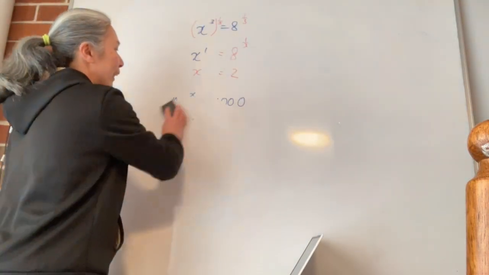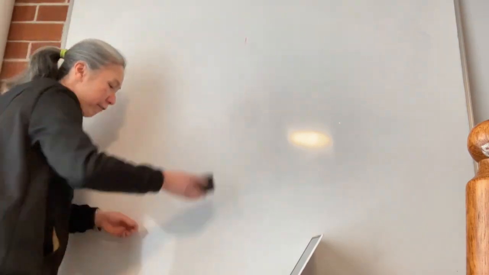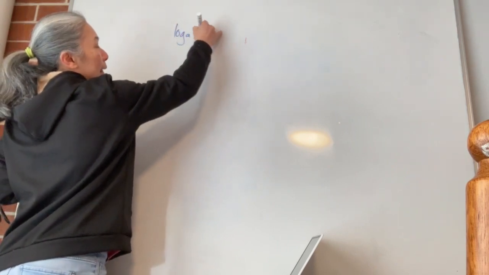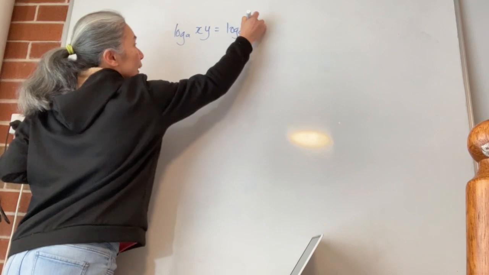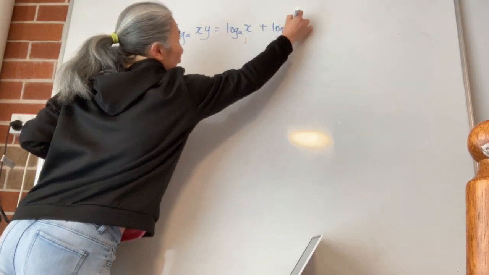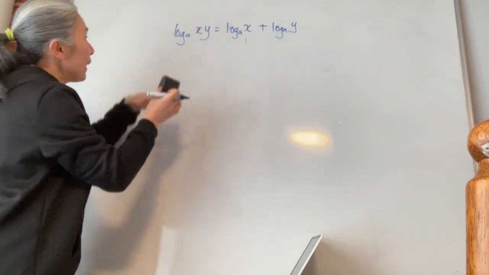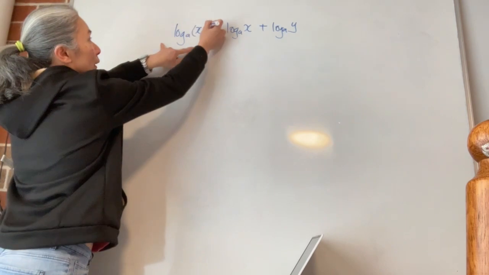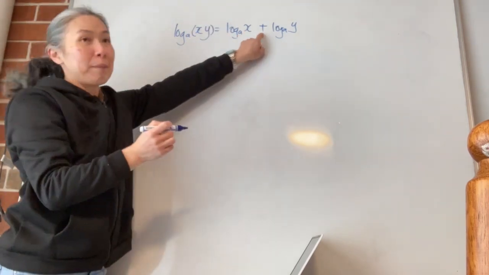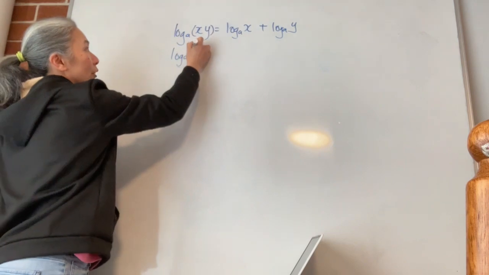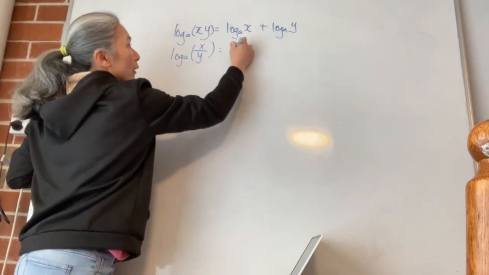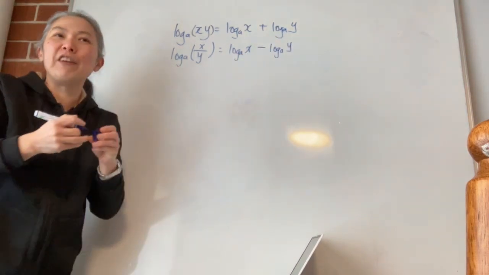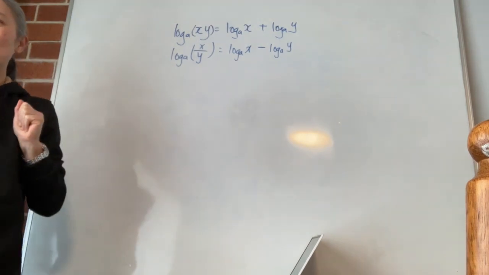Now you have 2 more rules that come along. The first rule is when you have a multiplication, if I have log a of xy, it means log a of x plus log a of y. This is the first rule. Multiplying inside means adding the logs. And if you have a division, x on y is going to be log a of x minus log a of y. That's kind of obvious after knowing the first one.